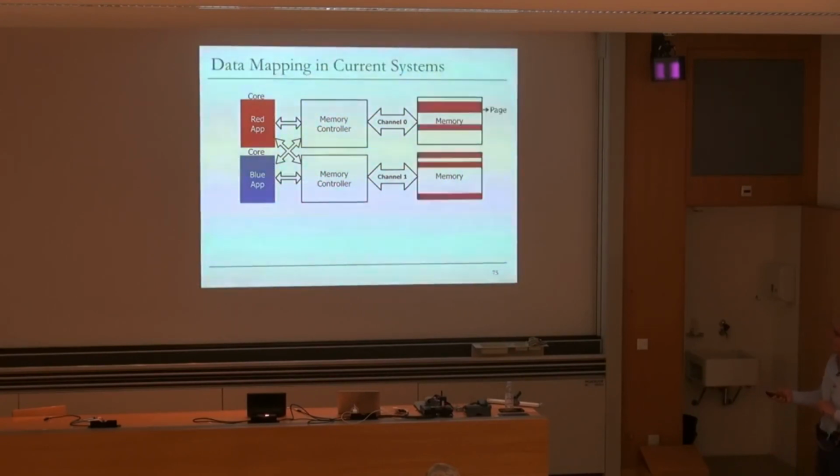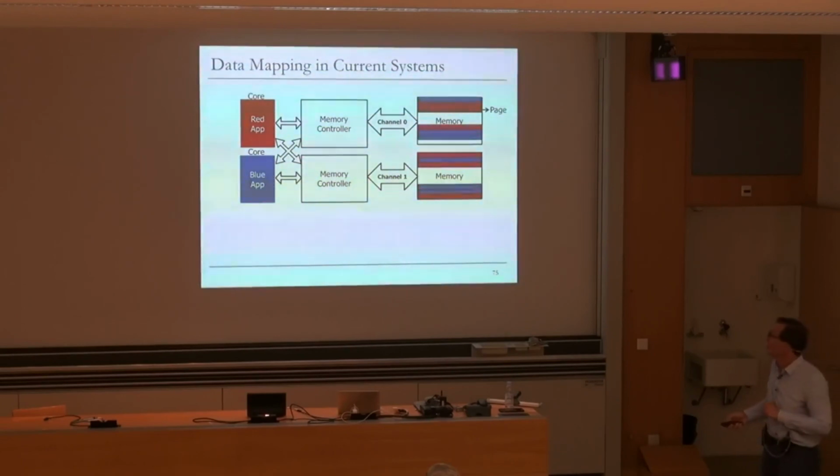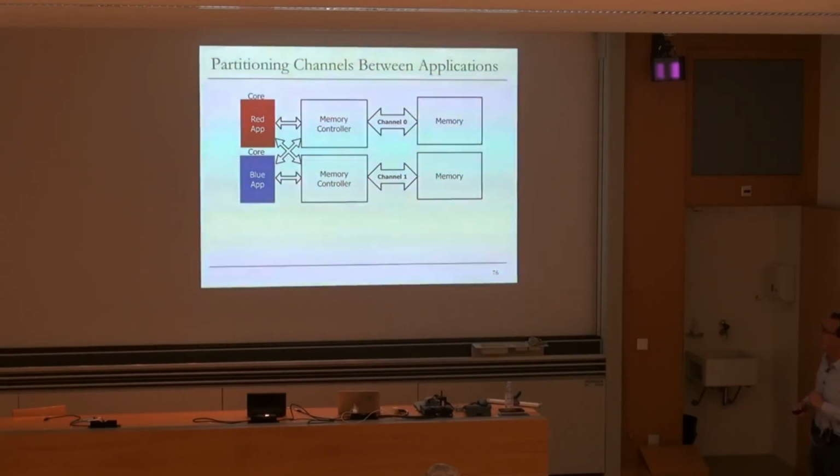So data mapping in current systems, what happens is a red application can have data in channel 0 and also in channel 1. A blue application can have data in both channels. As a result, they send requests to both channels and they interfere in both channels, which may not be good.